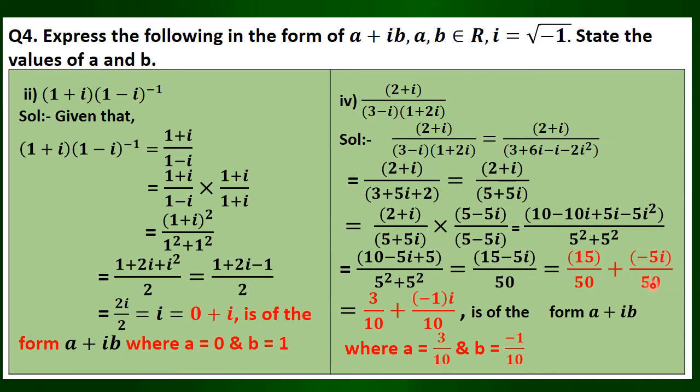Now we will simplify by cancelling the common factors in the numerator and denominator, that is 3 upon 10 plus minus 1 upon 10 i, which is of the form a plus ib, where a is equal to 3 upon 10 and b is equal to minus 1 upon 10.